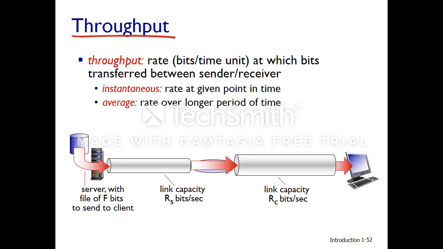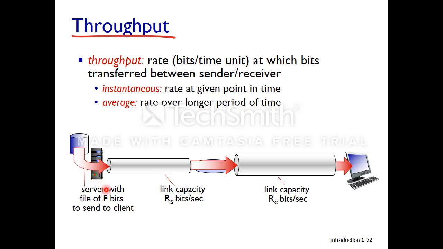Another question that comes up is throughput. Okay, throughput is simply the rate, measured in bits per time unit, at which bits can be transmitted between a sender and the receiver. Now, this throughput can either be instantaneous or average. The instantaneous throughput is a rate at a given point in time, whereas the average throughput is a rate over a much longer period of time.